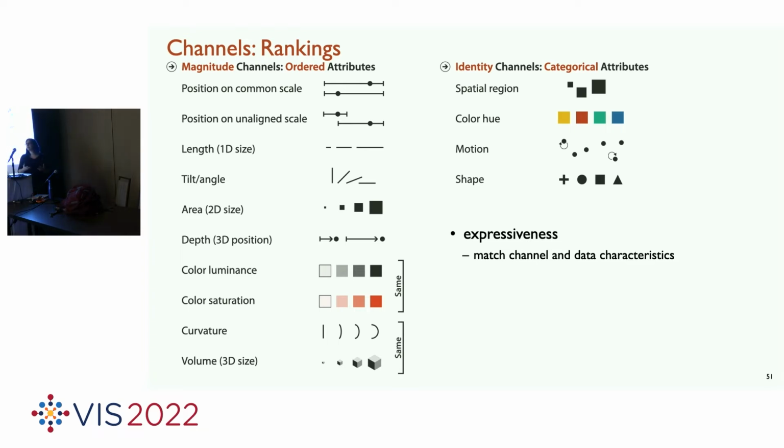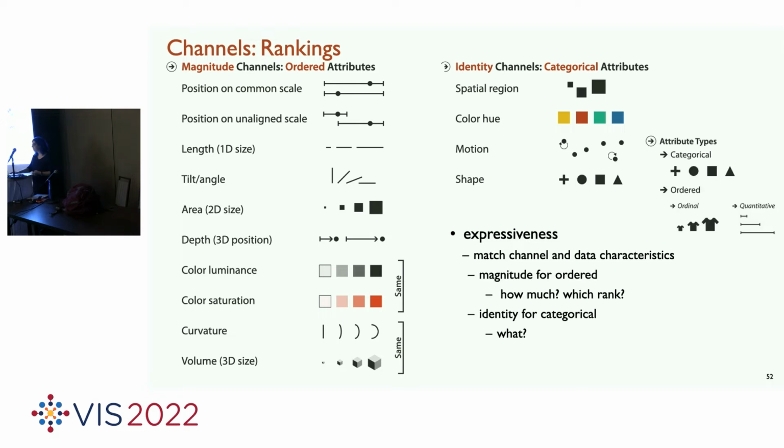So a key idea is you want to match up. Remember how we talked about attribute types being categorical versus ordered? You want to match the expressiveness, because if you try to show ordered data with these identity channels, you're going to lose information. And if you try to show unordered data in a way that implies to your perceptual system there's an ordering with these magnitude channels, you might introduce spurious information that's not really in the data set. So trying to match the expressiveness is one big idea. So do keep track of those types.